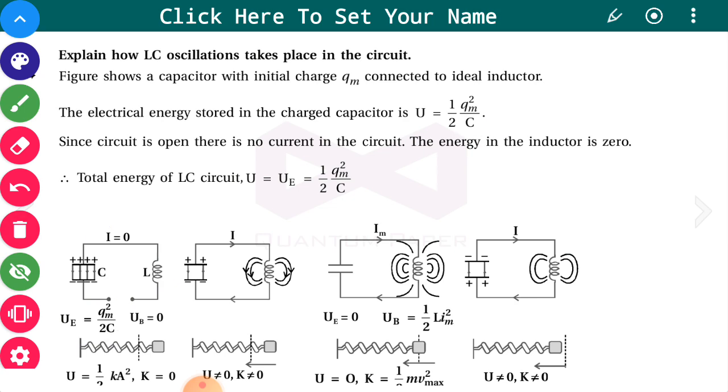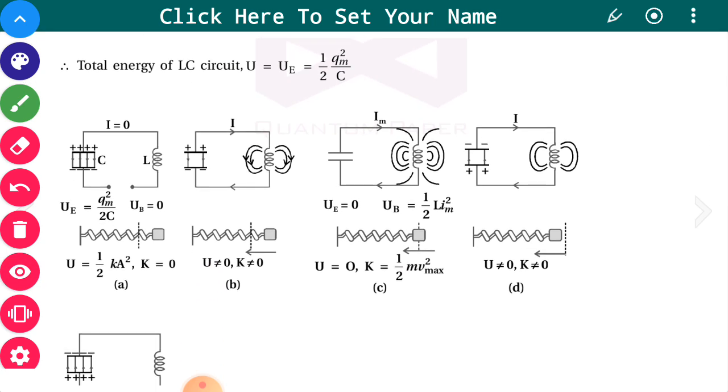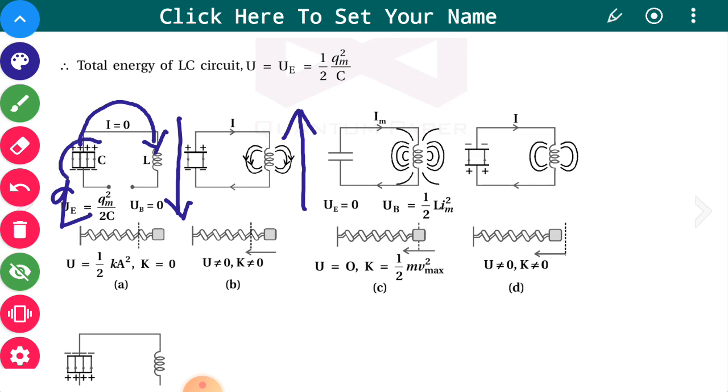Okay, now gradually the capacitor is getting discharged. So what will happen? The energy associated with the capacitor reduces and the energy associated with the inductor increases. Understood? Very easy. Energy is getting transferred from the capacitor to the inductor. As Q reduces, energy associated with the capacitor reduces, and as I increases in the circuit, or we can say through the inductor, then energy associated with the inductor increases.